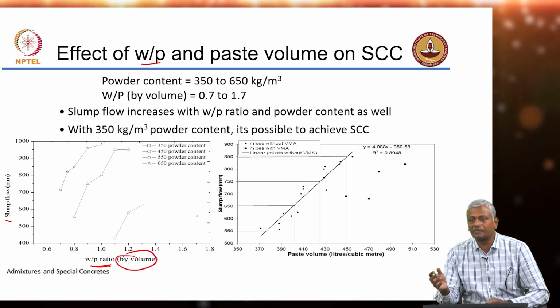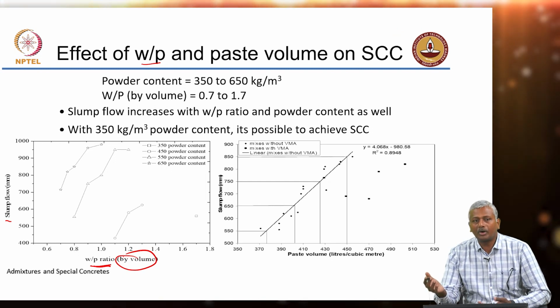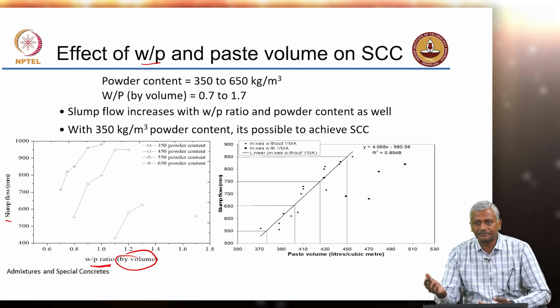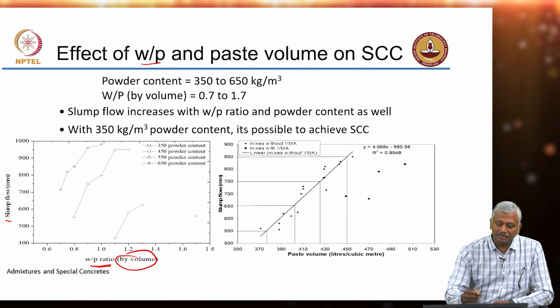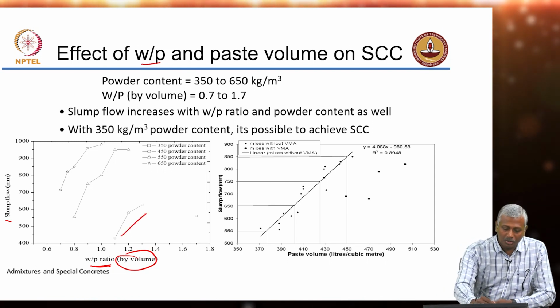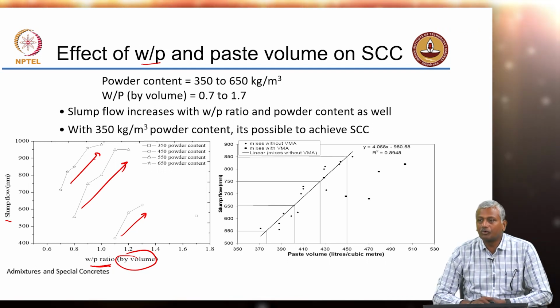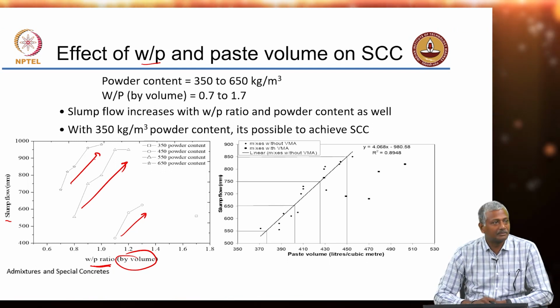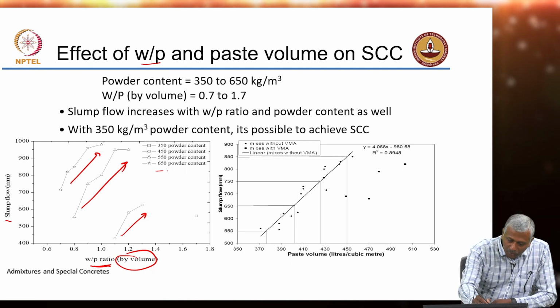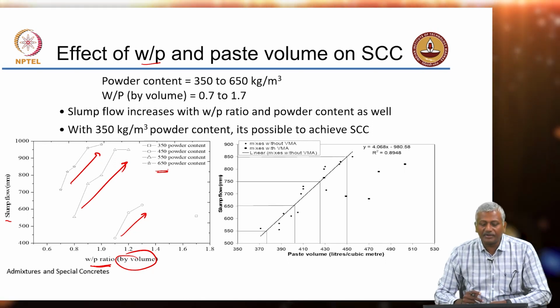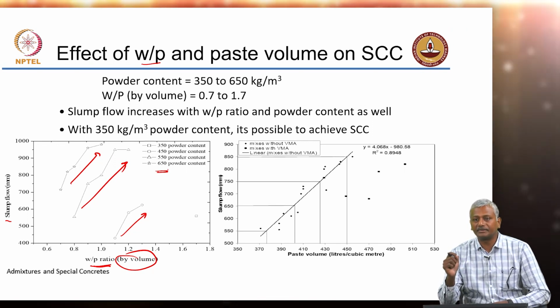In terms of mass, it will be around 0.35, 0.36 like that. Okay. What do you expect here? Obviously, as the water to powder ratio increases, your slump flow increases. What is also shown here is the slump flow increase for different powder contents, different binder content.